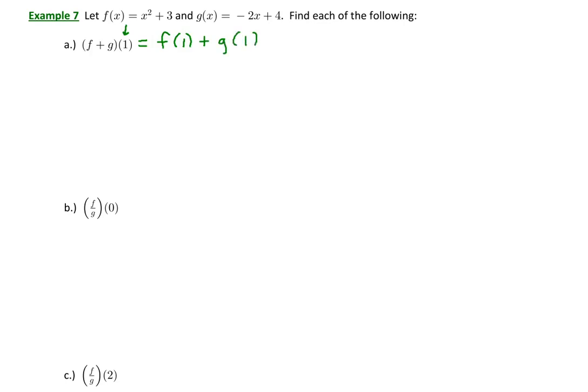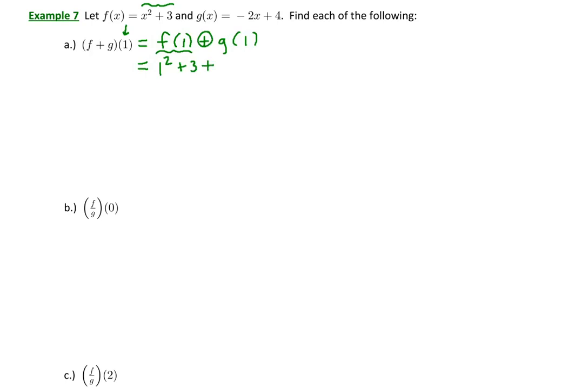Now, if we look at the notation f of 1, it's a set of encoded instructions. It's pointing us to the function called f of x. So to evaluate f of 1, we're going to be using this function rule, and our argument is 1. That is, we're going to plug 1 in for x. That gives us 1 squared plus 3. That completes f of 1. Then we're going to add it to g of 1.